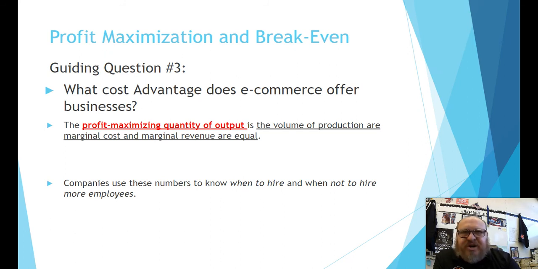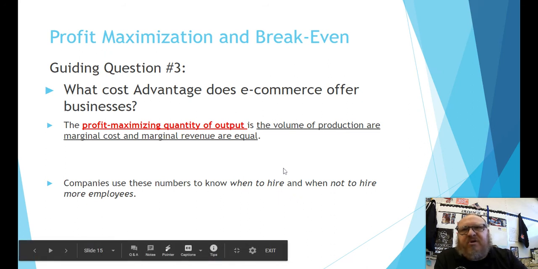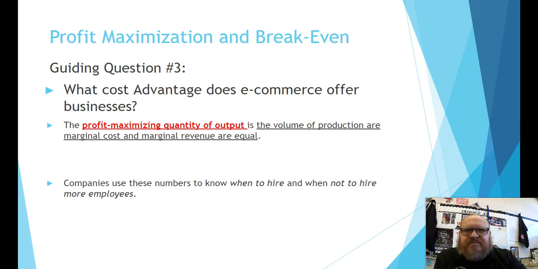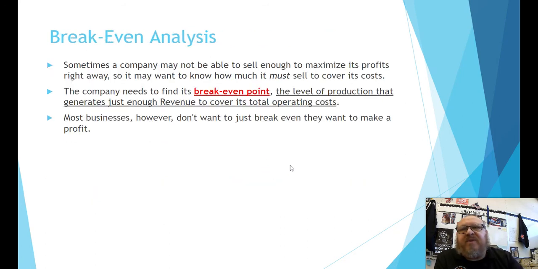So how much output does it take in order for marginal cost and marginal revenue to equal each other? For those two to become equal, okay? That's where you get profit maximization. So why do companies do this? Well, basically to know when to hire and when not to hire, and we'll see why.